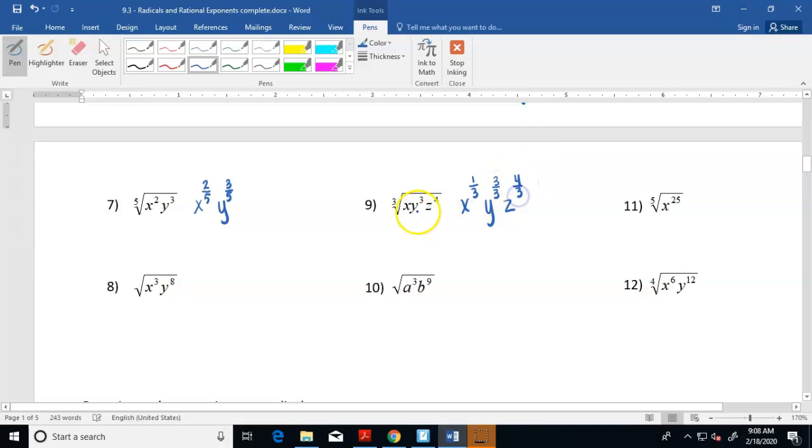Now, for number 9, because I skipped 8 for some reason, whenever we do this, this right here did not have an exponent, so it had a 1. We have 1 over 3, 3 over 3, and 4 over 3. But 3 over 3 is 1, so we could write it like this. X to the 1/3, y, z to the 4/3. Yes, and please do if it'll reduce.